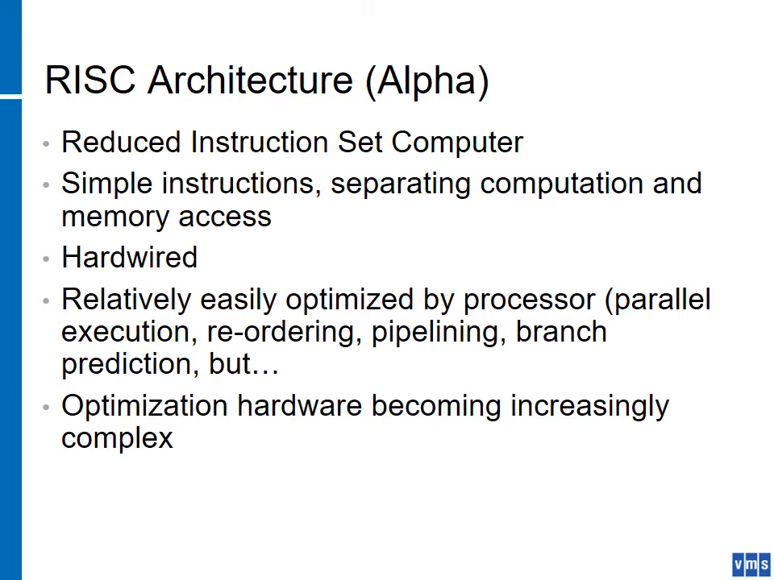However, as we progressed through the years, the optimization hardware to do this was becoming increasingly complex. And if you look at an EV7 chip, and you look at what the silicon real estate is used for, you will find that only a small portion of the chip is actually doing the computations, and a large portion of the chip is there to do all of these optimizations. So this was making RISC processor development expensive.